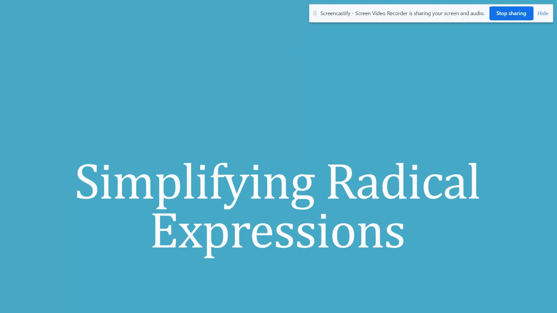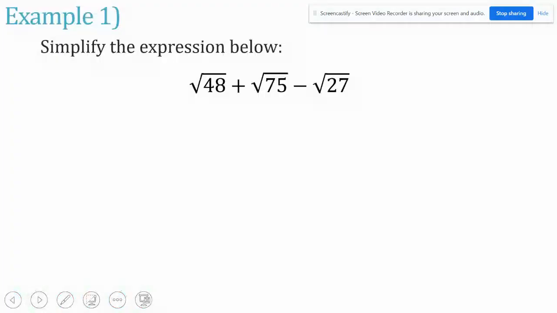Everyone. So today we're going to be simplifying radical expressions. We're going to be applying our knowledge of simplifying radicals, adding them, multiplying them, all into one expression. So let's take a look. Simplify the expression below. We have radical 48 plus radical 75 minus radical 27.